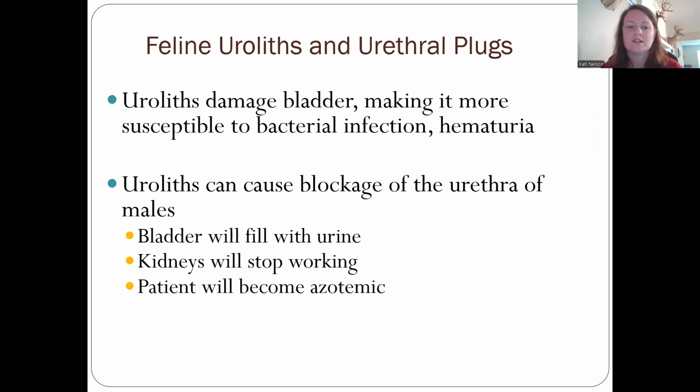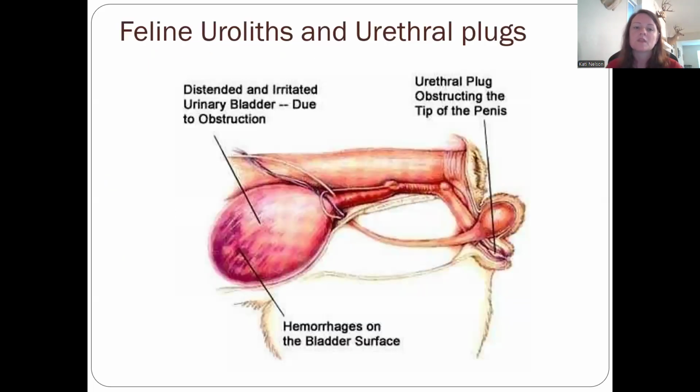So uroliths damage the bladder, making it more susceptible to bacterial infections. When they're inside, they're just beating around on the walls, causing blood vessels to rupture, causing blood. Uroliths can cause blockage of the urethra. So the bladder will fill with urine, the kidneys will stop working, and the patient may become azotemic, right? So toxins building up. Here it's showing you hemorrhage in the bladder surface from it bouncing around and hitting the sides of the bladder, and then it's showing you a plug at the tip where it's blocked.